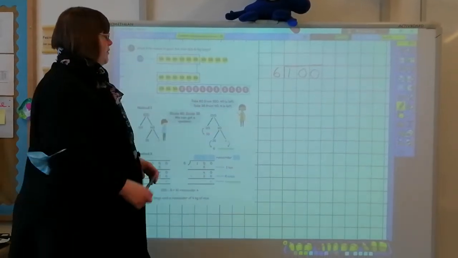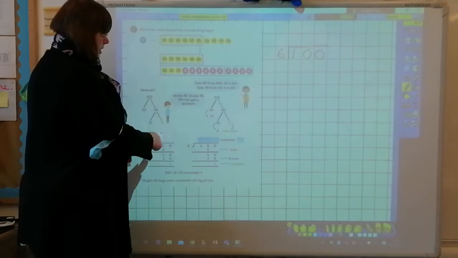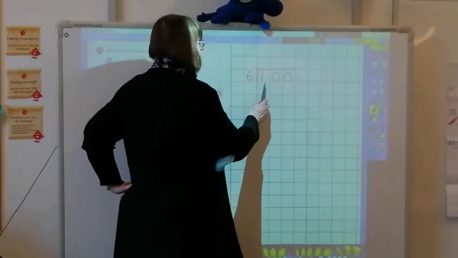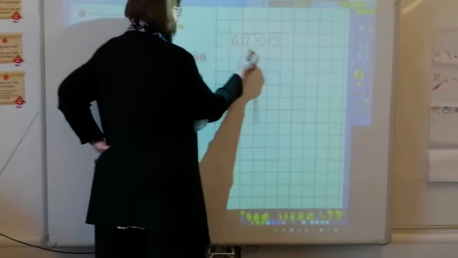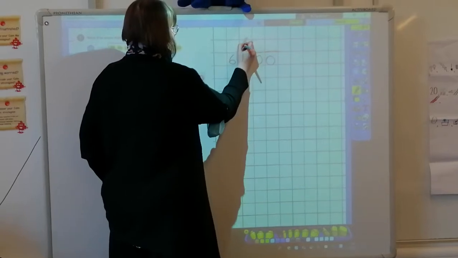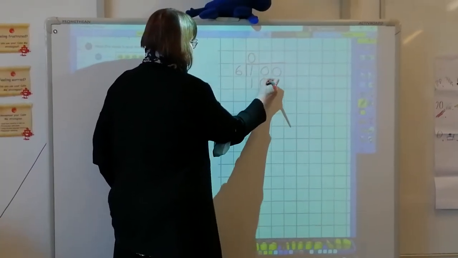Right, hopefully you've all had a really good go at this. And I'm going to follow this method down here. I'm going to show you how I would do it. Okay, so we can't do, so drop our hundreds down. We can't do 6s into 1. So we put a 0 up there. Going to drop our 0 down.